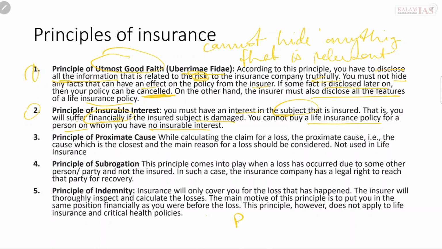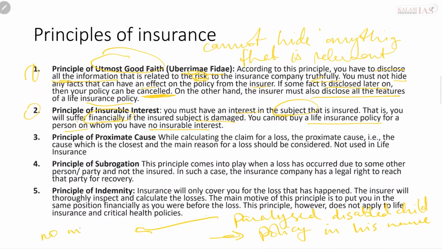So, for example, you have a paralyzed, disabled child. This was a real case, and the mother of the child tried to take a life insurance policy in the child's name, declaring herself as the beneficiary. The court held that there is no insurable interest, that there is no financial suffering that will be caused to the parents, even though there is going to be mental suffering, but that cannot be forced upon the insurance company. So therefore, there is no insurable interest with the parents in this case.